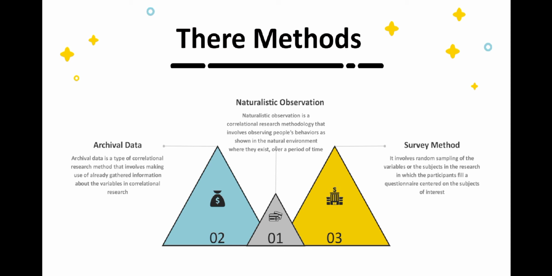The second method is archival data. Archival data is a type of correlational research method that makes use of already gathered information about the variable in correlational research. The third method is the survey method. It involves random sampling of the variable or the subject in the research, in which the participant fills a questionnaire centered on the subject of interest.